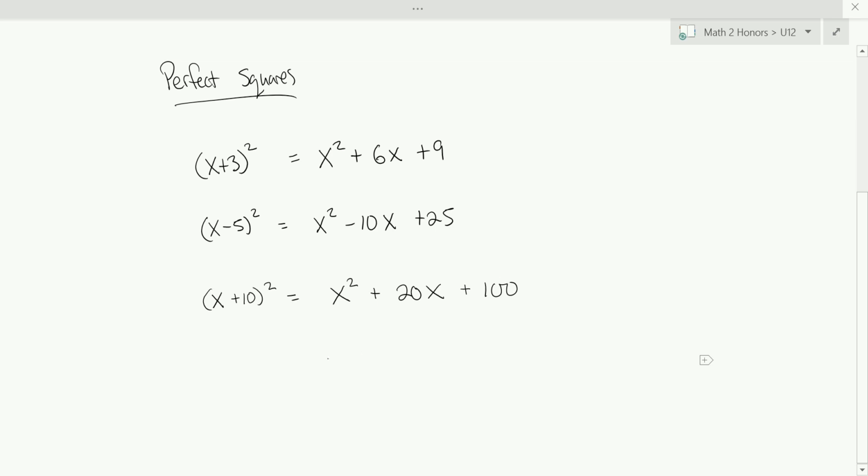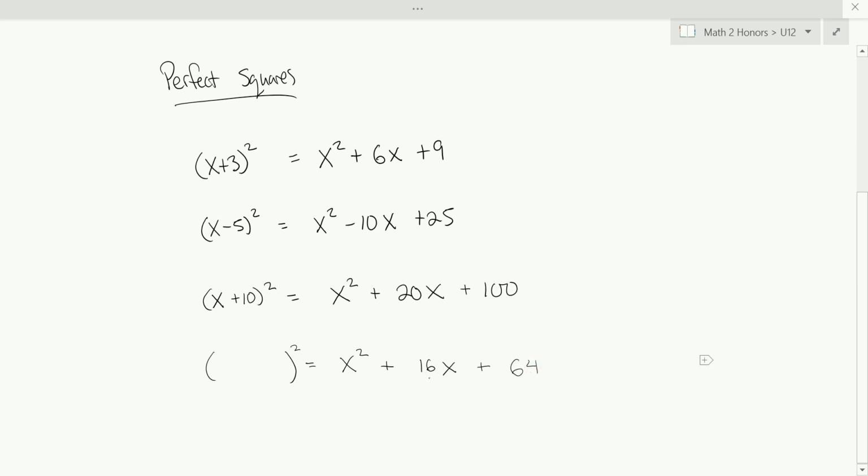Okay. What if I do this? Well, let's start from the right side now. Let's say we have x squared plus 16x. And I have freedom to add whatever I want here. I need to choose the correct number to add so that if I were to factor this, it would factor to a perfect square. What number would I want to add? 64.